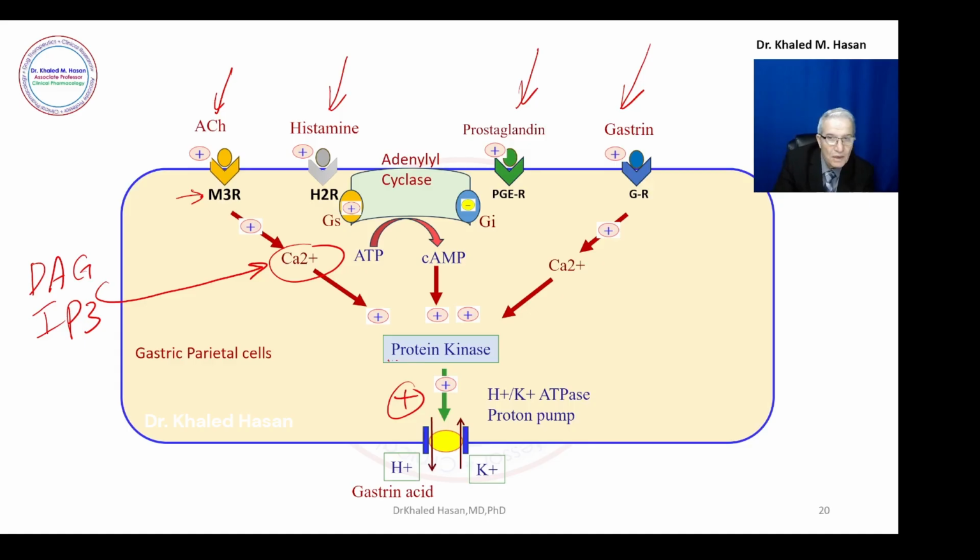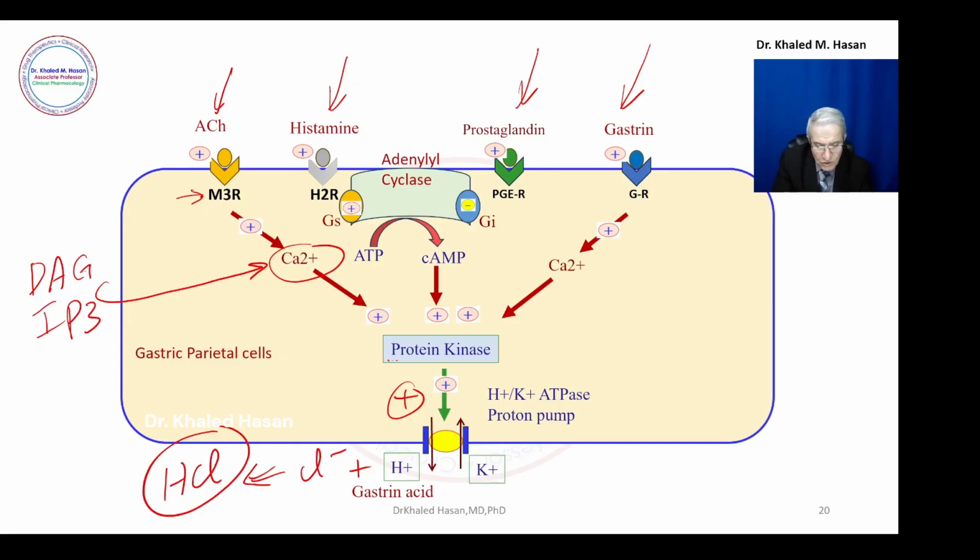Okay, number one. Acetylcholine binds M3, increases calcium concentration. This will lead to activated protein kinase, and the end result will be to stimulate or activate the proton pump and release the proton, release the hydrogen. Hydrogen at this space here will be conjugated with the chloride and form hydrochloric acid in the GI system. Okay, this is number one.